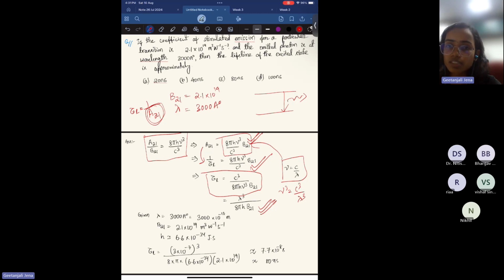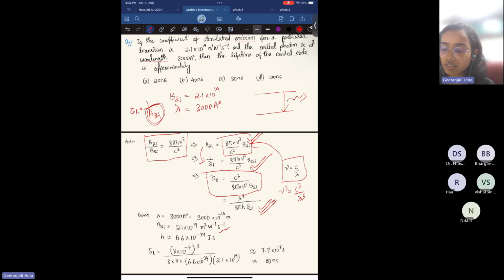Like lambda, it is 3000 angstrom. H, you can take it as 6.6 into 10 to the minus 34. And please take care of the units. Everything must be in the same unit. You can't write H in electron volt and take B21 in watt, so you have to write H in terms of joule only. It's not like you take electron volt and watt here.